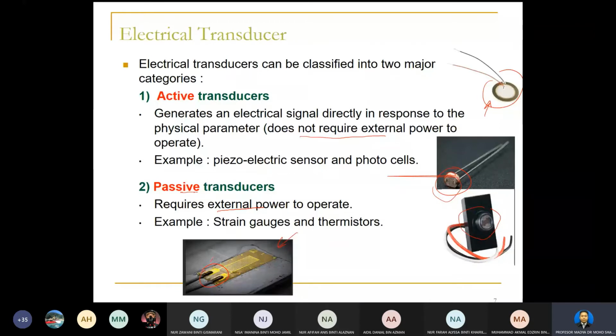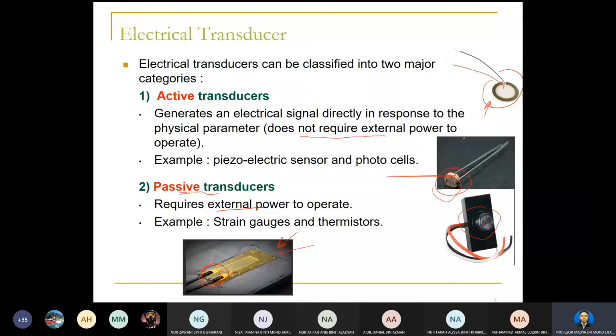So if it is passive, we have to use a power supply. We give the power supply, then we can test our sensor. If we don't give the power supply, this sensor will not operate, because it needs external power to operate. To turn on this sensor, we need extra power.